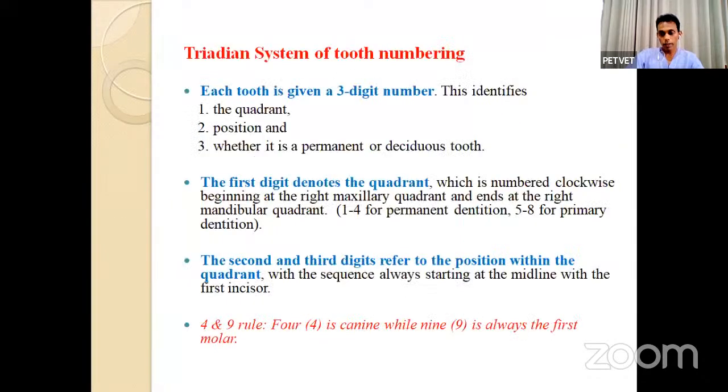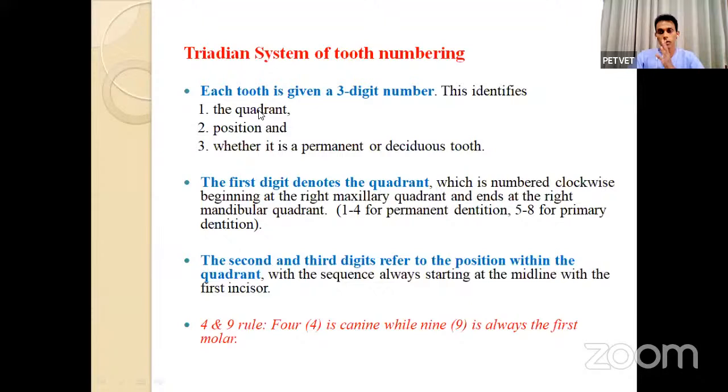So after that, if we go back to the theoretical side, there's a thing called the Triadan system of tooth numbering. Whether it is a person in Sri Lanka, the USA, the UK, Singapore or Australia, when it comes to veterinary dentistry, if you have a universal numbering system, any person would understand what you are talking about. So people have developed this Triadan system of tooth numbering, which is the most commonly used tooth numbering system at present. In this system, each tooth is given a 3-digit number. That 3-digit number identifies the quadrant of the tooth and the position of the tooth, and whether it is a permanent or deciduous tooth.